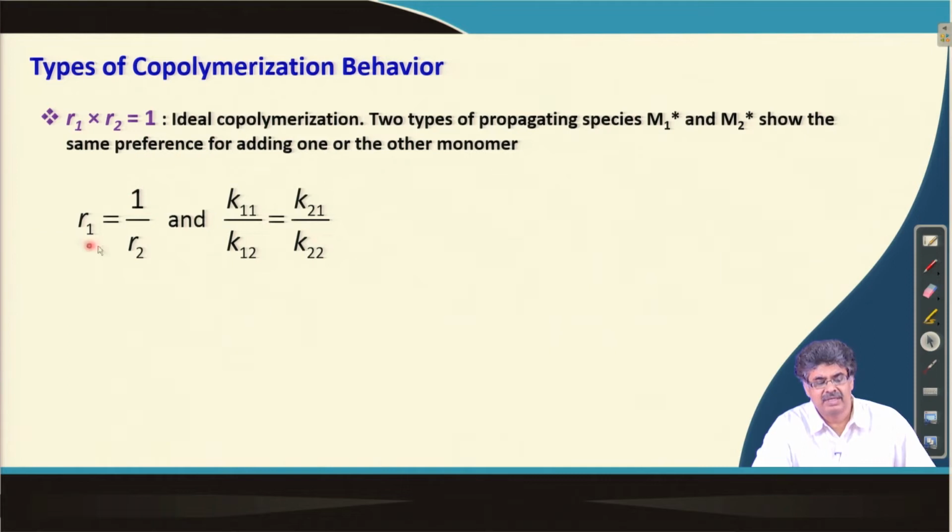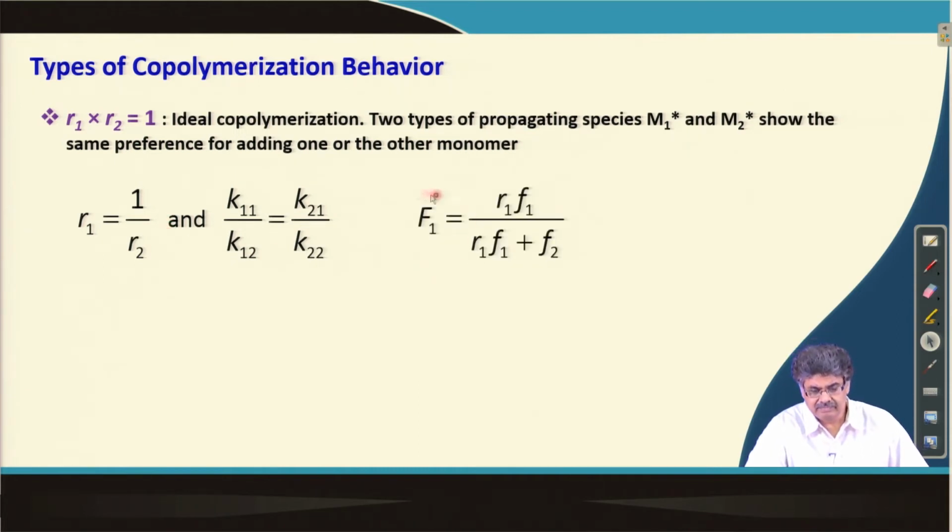But if r1 is greater than 1, obviously M1 will get into the polymer chain to a greater extent, as long as there is no shortage of M1 in the monomer mixture. And for this condition, if r1 multiplied by r2 is 1, we can get a simplified expression of capital F1 as this.